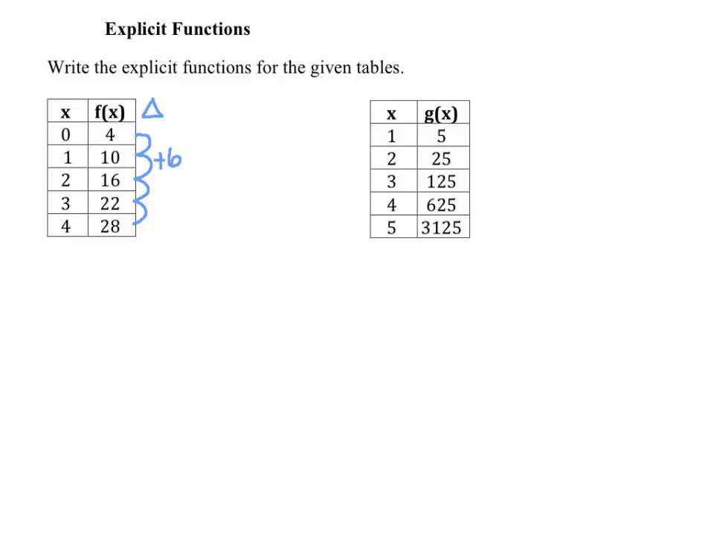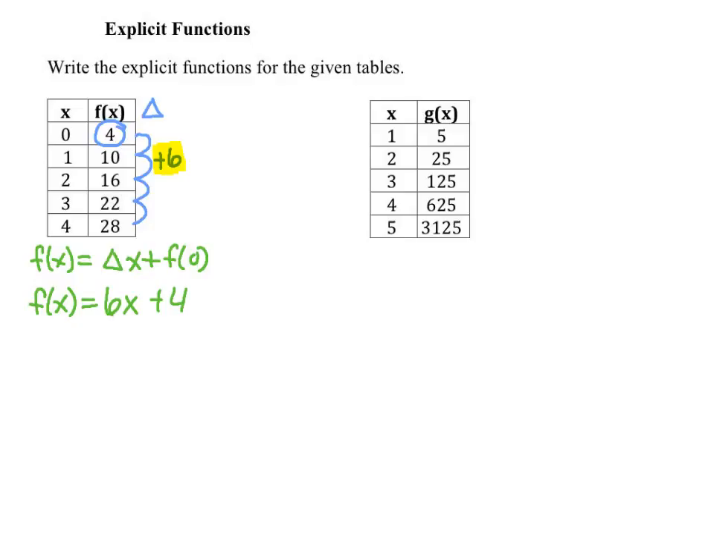The next thing I'm going to notice is my y-intercept. My y-intercept is the output of 0, which is 4. Now, because my delta adds by 6, that tells me it's going to be linear. A linear function adds or subtracts for the delta. So, to write my function, the most basic function is f of x equals delta x plus f of 0. So, my function for this table is going to be f of x equals 6x plus 4.